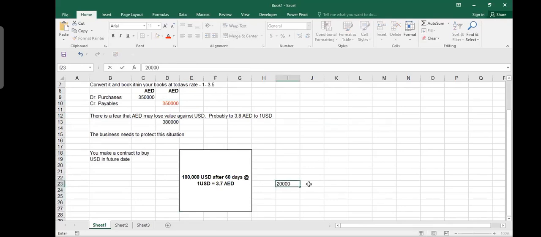But you know your situation. You know how it will happen. You will know that it will not go to 3.8. I will not have to pay 3.9 or even 4. I'm securing my position. So this type of contract which you make, you call it a forward contract. The name of this contract is forward contract.